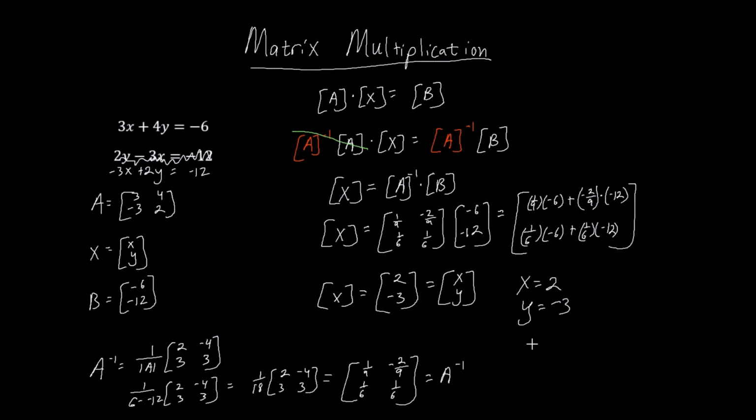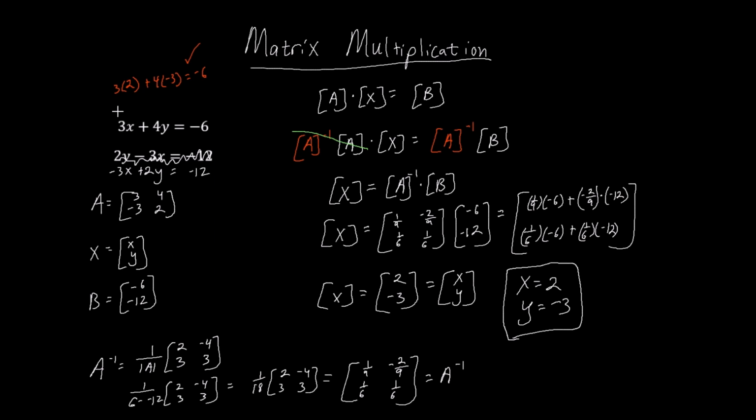Now, there's a lot of people out there saying there's no way that's true, or how do you know, any of that stuff. Turns out you can check your answers. Remember, this is a system of equations. What we should be able to do is say 3 times 2 plus 4 times negative 3, and that should equal negative 6. So 3 times 2 is 6, plus 4 times negative 3 is negative 12. 6 plus negative 12 equals negative 6. So the answer is yes, this statement is true.